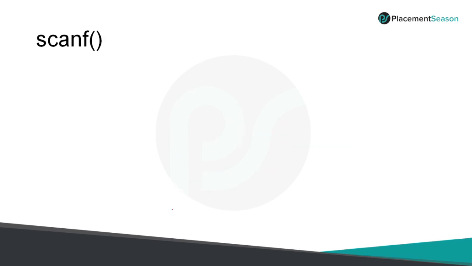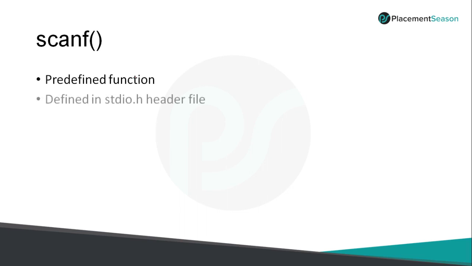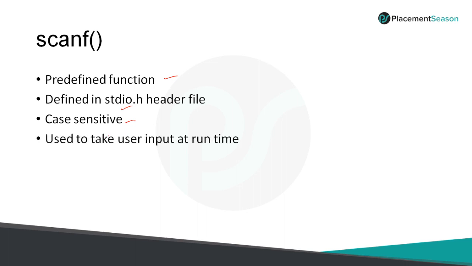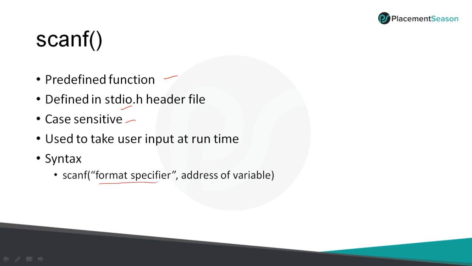So here is the scanf function. Again, this scanf function is a predefined one and it is declared inside the header file standard input output.h. It is also case sensitive, and the purpose of scanf is to get the input from the user during runtime. The syntax for scanf is we have to use the format specifier followed by the address of the variable. For example, let's assume you have declared a variable int a. You want to get the value of a from the user.